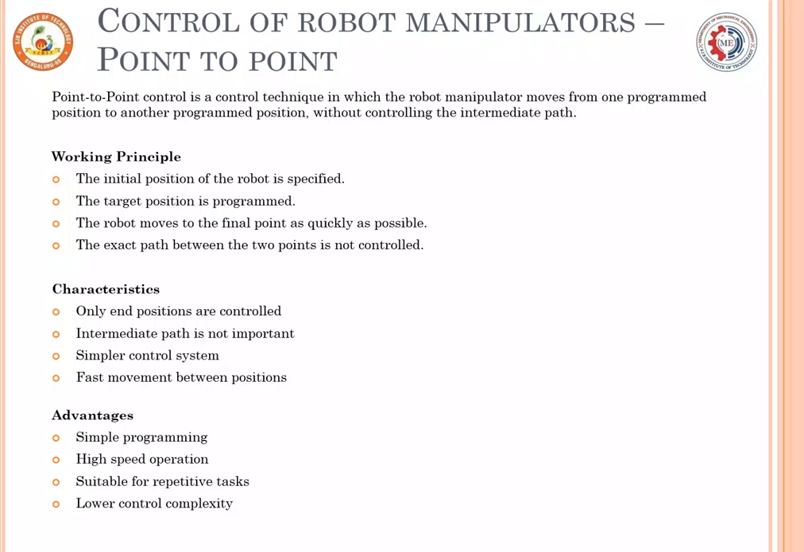What characteristics can we expect? Only end positions are controlled. The intermediate path is not important for the robot. A simpler control system is used in point-to-point motions. Fast movement between the positions is achieved. The advantages of this type of control are that programming is very simple, there is high speed of operation because of the linear motions, and it is suitable for repetitive tasks. If you want to do the work again and again, this type of robot can be used. Lower control complexity is also available.